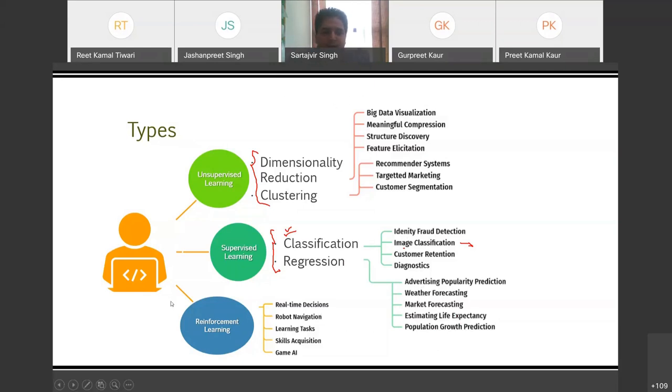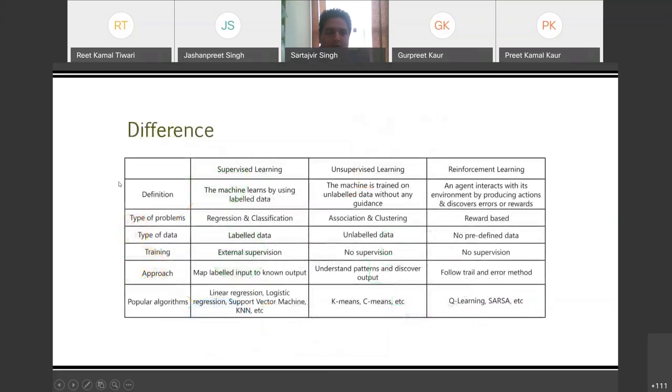And then there is reinforcement learning, which is reward based. If you took the right action, it will give you the reward. If you took the wrong action, it will give you a negative sign. So it is all about giving you rewards or no reward. It is used for real-time decisions, robot navigation, learning tasks, skill acquisition, and artificial intelligence in games. So these are the basic differences between all three categories.